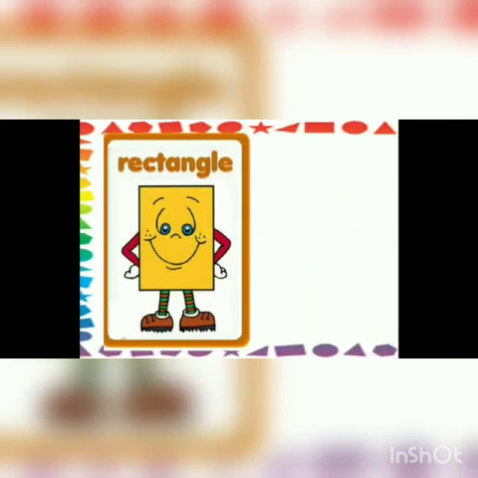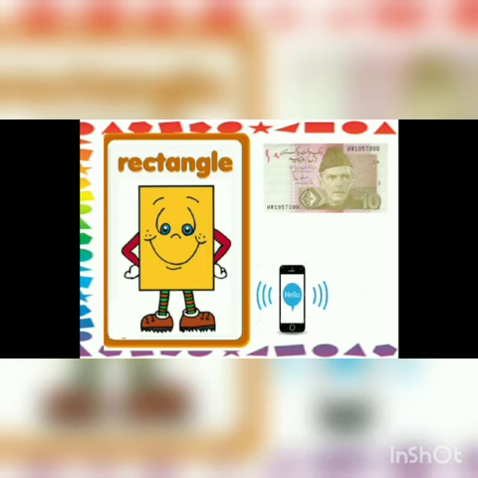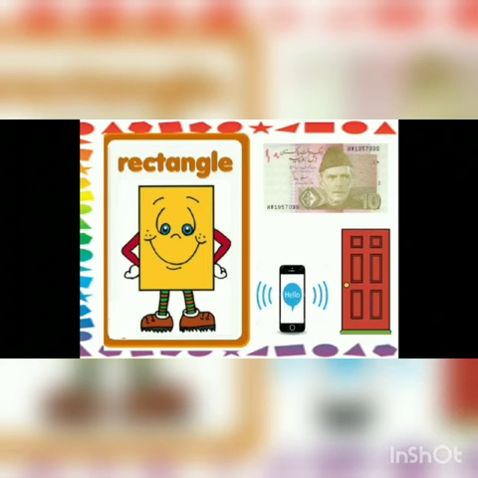Move to the next one. Rectangle. R-E-C-T-A-N-G-L-E. Rectangle. And rectangles look like our currency and mobile phone and door. These all are type of rectangle. Oval. O-V-A-L. Oval. Oval look like an egg.